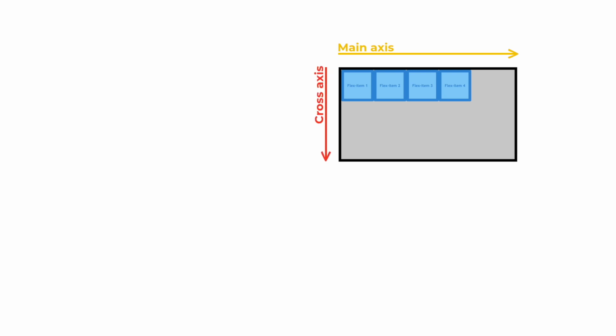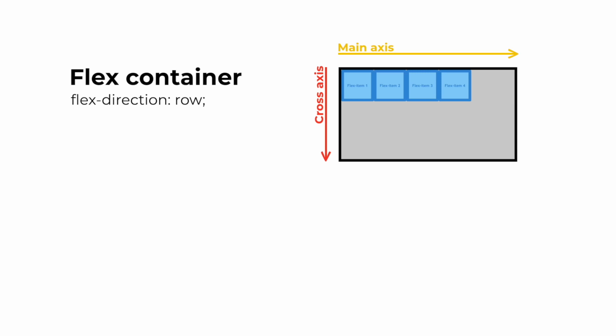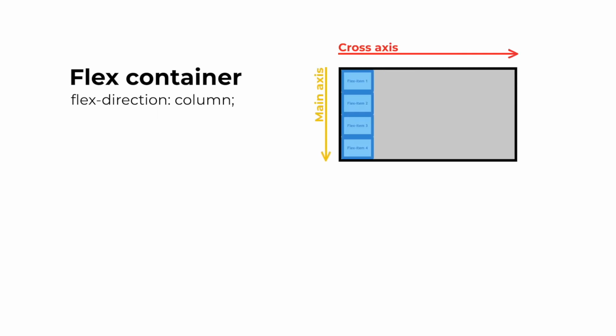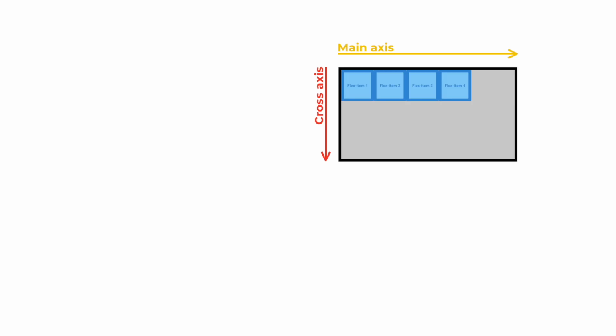You can change the direction of these axes by adding a property to the flex container called flex direction. By default, flex direction is set to row, which means that the main axis is left to right and the cross axis is top to bottom. You can change the flex direction to row reverse, which arranges our flex items from right to left, column, which arranges our flex items top to bottom, and column reverse, which arranges our flex items from bottom to top. We set the flex direction back to default and open our code editor.